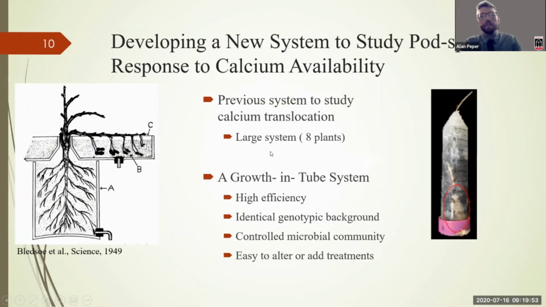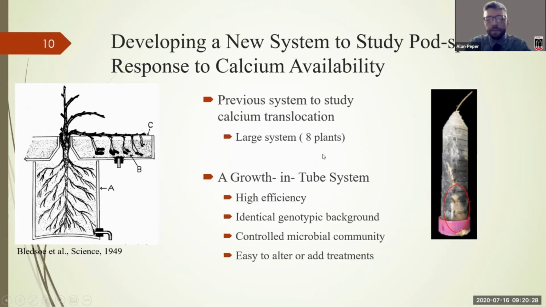This brought us to another question: how can we efficiently test what these bacteria are able to do? So we wanted to develop a new system to study very pod-specific responses to changes in calcium availability. Most of you have already seen the old system, a very useful system where the pod and the root are separated. However, with this you're only separating the root and pod, and you're not looking at each pod very specifically.